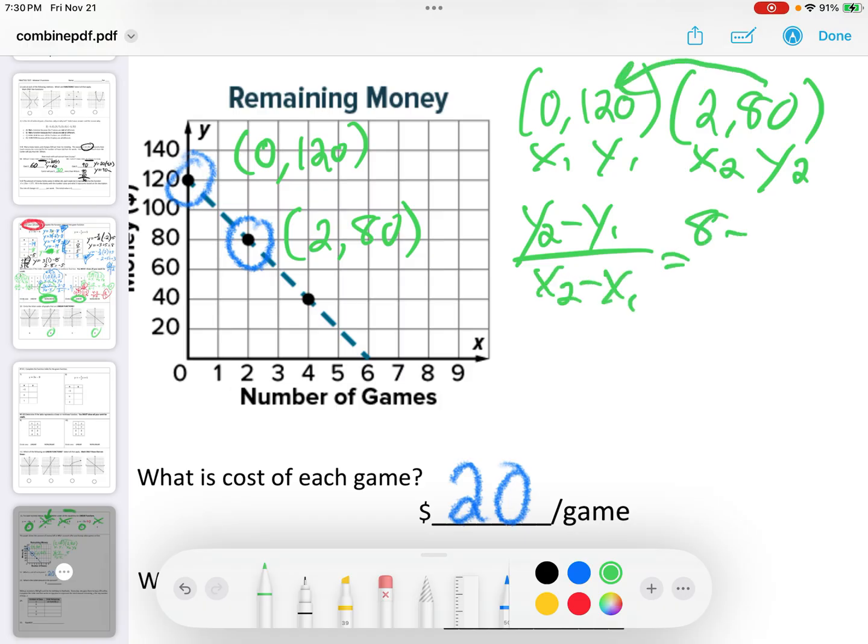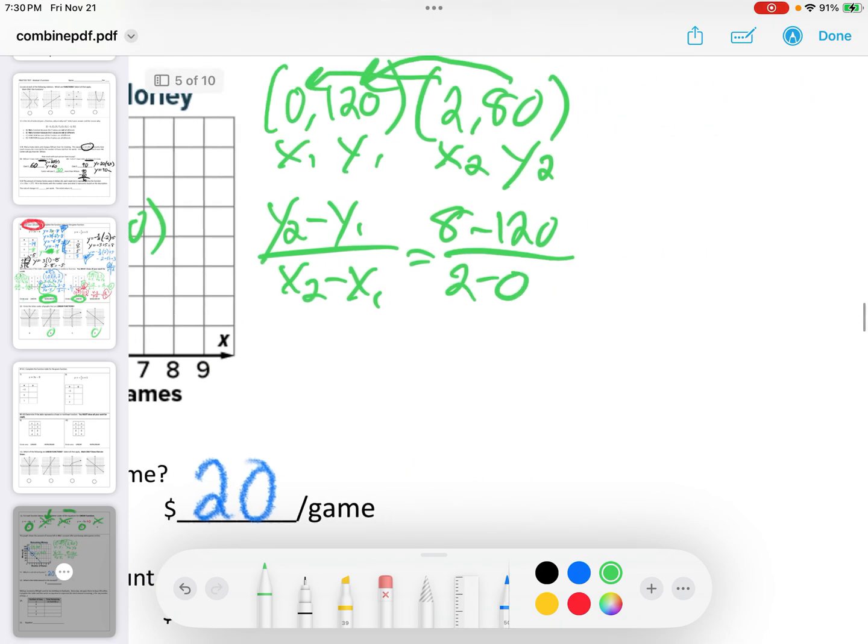80 minus 120. Ooh, that's going to be negative, isn't it? And then 2 minus 0. All right. So like I said, we need to be careful of our negatives because we've got a negative 120 there.